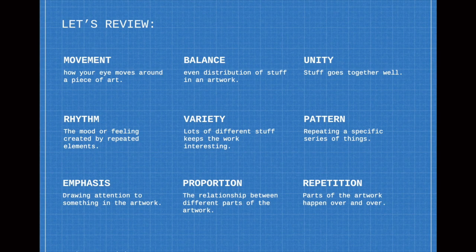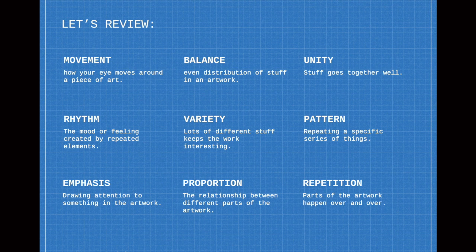So those were our 9. Let's review. Movement is how your eye moves around a piece of art. Balance is that even distribution of stuff in an artwork. Unity means stuff goes together well. Rhythm is the mood or feeling created by repeated elements. Variety is lots of different stuff that keeps the work interesting.